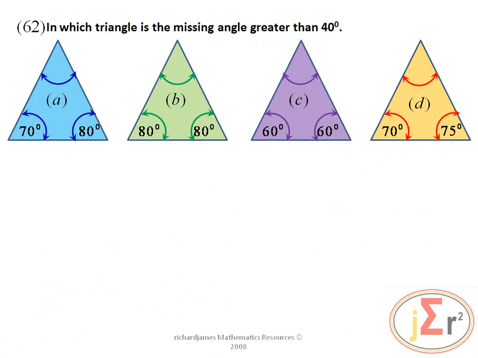In which triangle is the missing angle greater than 40 degrees? All of the angles of a triangle must add to give what, Jerry?